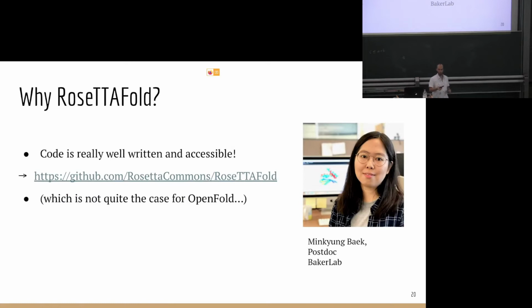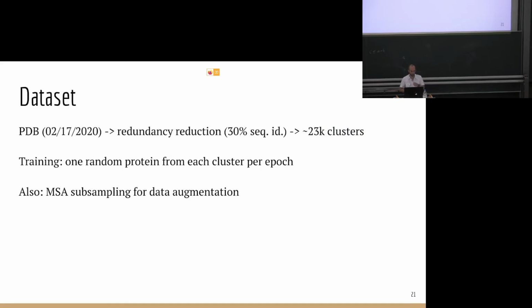If you try to get into AlphaFold or OpenFold, this is a pretty big task. Really understanding that code, and changing something in there, is quite challenging. And this is not quite the case for RosettaFold because it is a much simpler architecture, and the code is really well written and accessible. I was really amazed how well this was done. And this is largely thanks to Mi-Kyung Baek, who has been the first author on RosettaFold. She's a postdoc in Baker Lab, and because of her effort, it's quite accessible. And this is not quite the case for OpenFold.